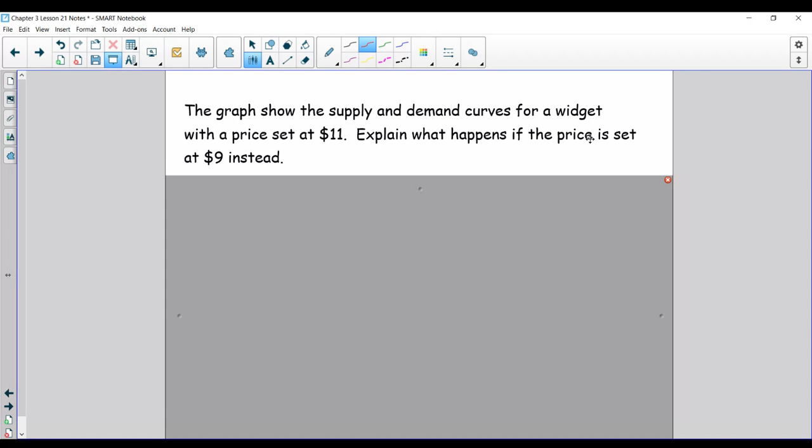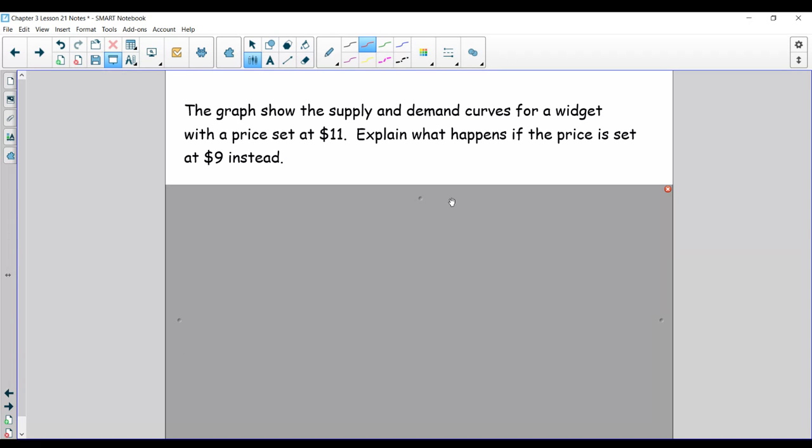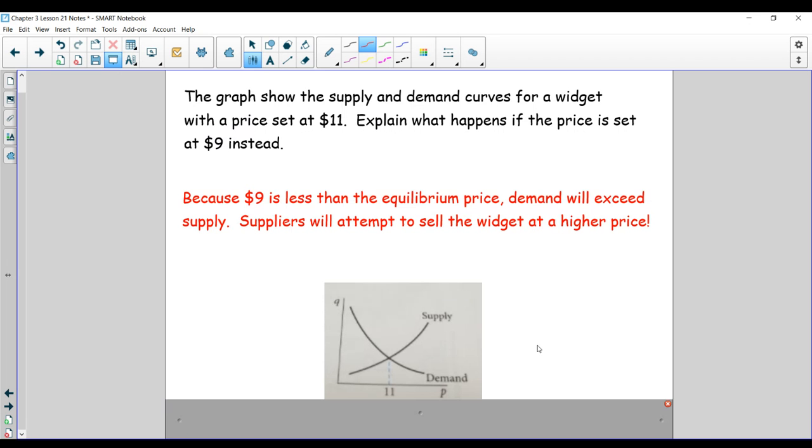All right, the graph below shows the supply and demand curves for a widget with a price set at $11. Explain what happens if the price is set at $9 instead. Okay, so here's the graph. Notice as your price is getting bigger and bigger, your demand is going down and your supply is going up. So our equilibrium price here is at $11.